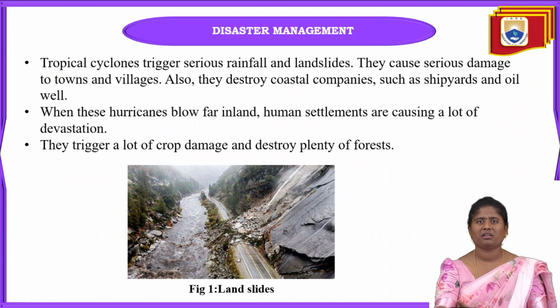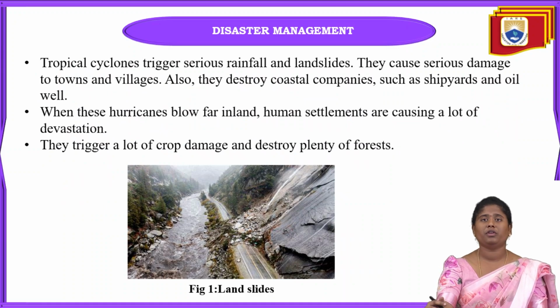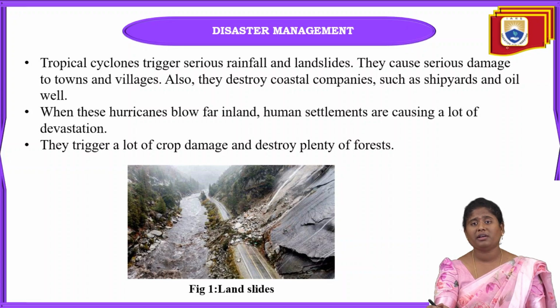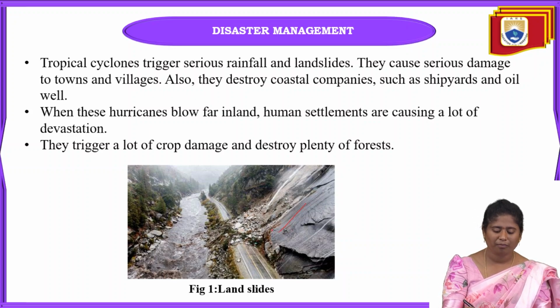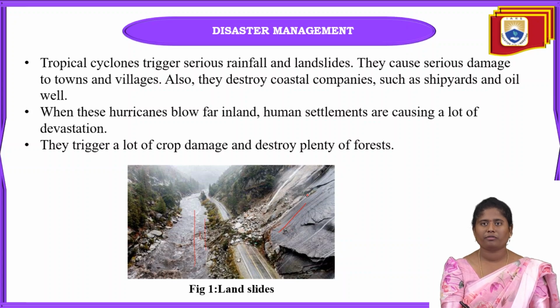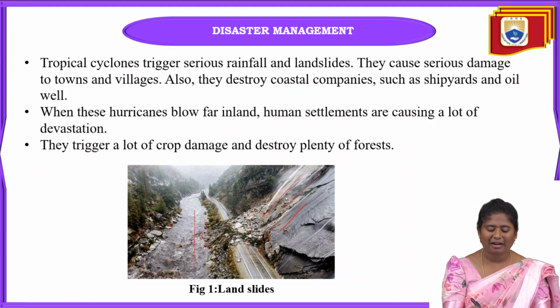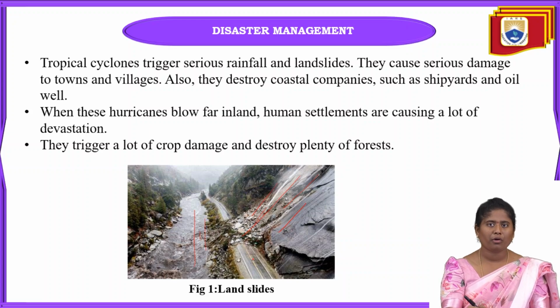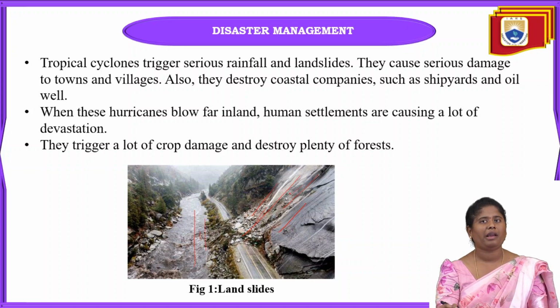And here, this is just the summary I have provided. Because of tropical cyclones, there will be serious rainfall and also landslides. Here you can see the high speed water flowing in the river, and because of these cyclones, you can see this landsliding. The overall hilly region will just break, and that will go onto the normal road. That rock debris will fall onto this transportation facility. That is called landslides.